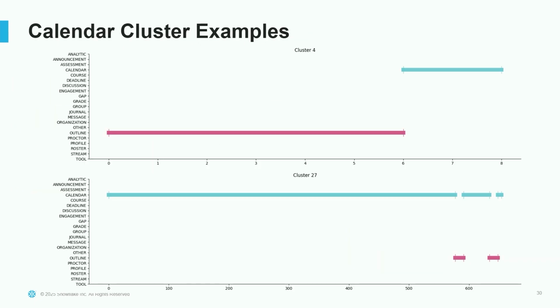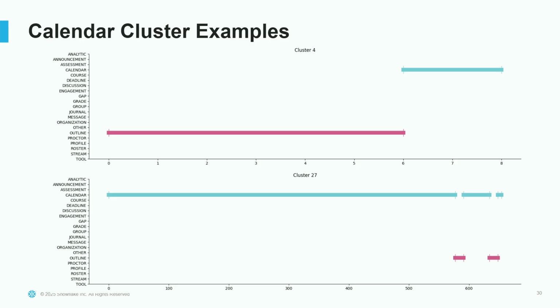And so another example from that, you can see these are just lines of examples of specific sessions, and each color line is a different category and the time that they spent on it. So on the top, you can see cluster 4, the whole session is 8 seconds long. They checked the calendar. They went to the outline, which is sort of the intro landing page of the course. They checked the calendar. They got out of here.